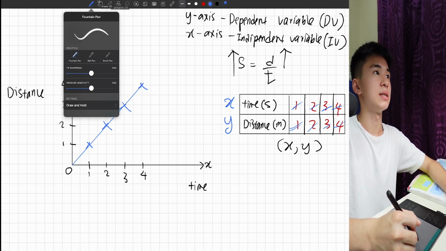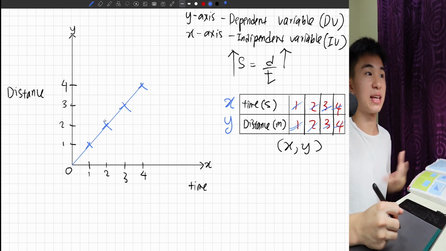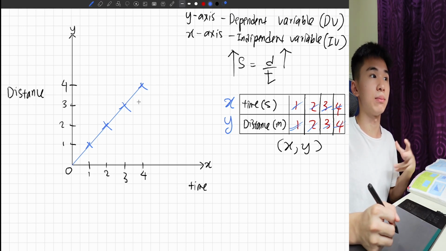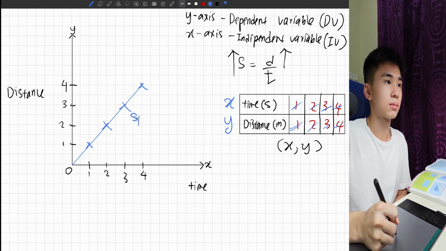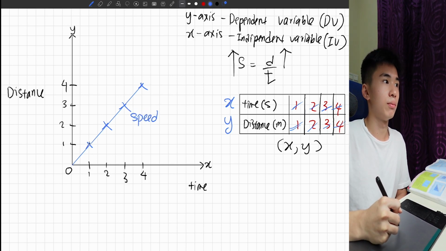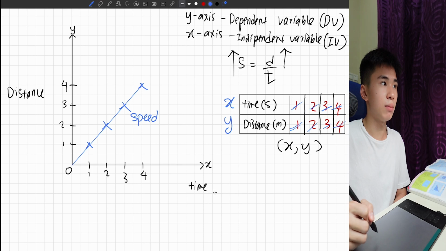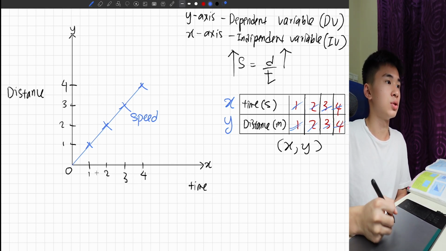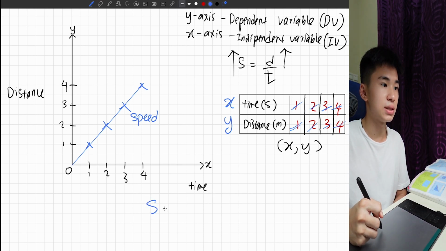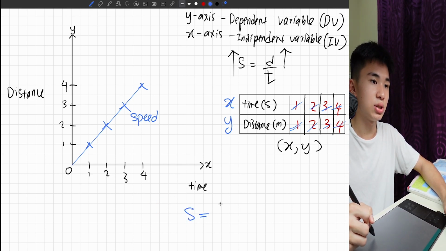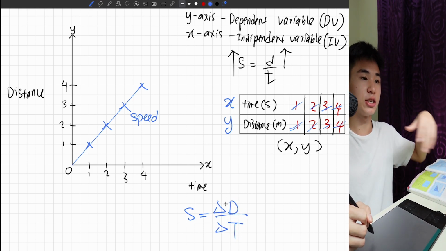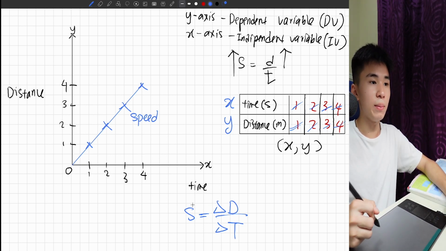So what it indicates is that the gradient is going to be the same, okay? So the gradient here is going to be the speed, because we have distance and time, and the speed is actually delta d, the change in distance, over delta t, the change in time. So let me just prove it to you.